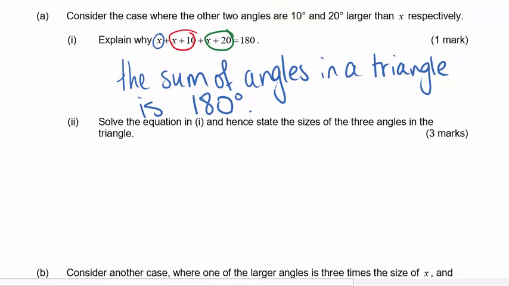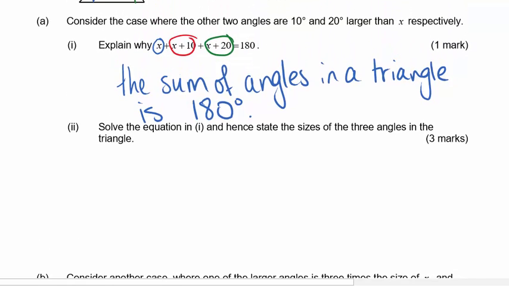Solve the equation, and so then what are the sizes of the three angles? A lot of the time in a question like this, people will do step 1, but then won't actually list the sizes of the angles. So I know, looking at my space, that I'm going to need to leave some space to actually list those angles. So solve the equation.